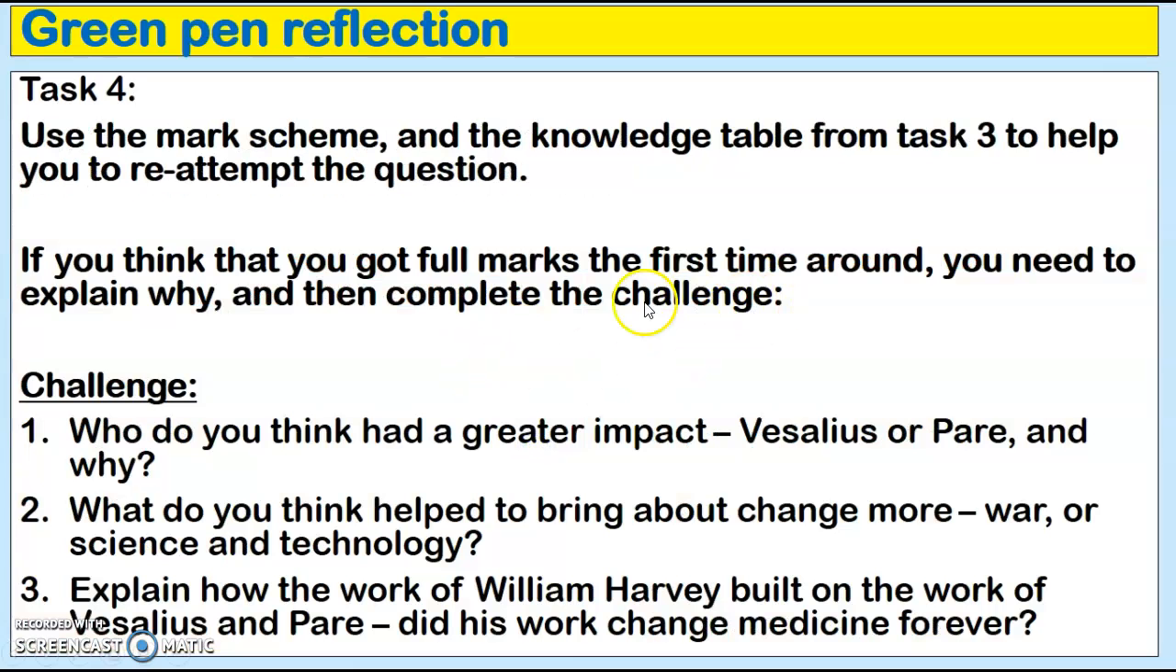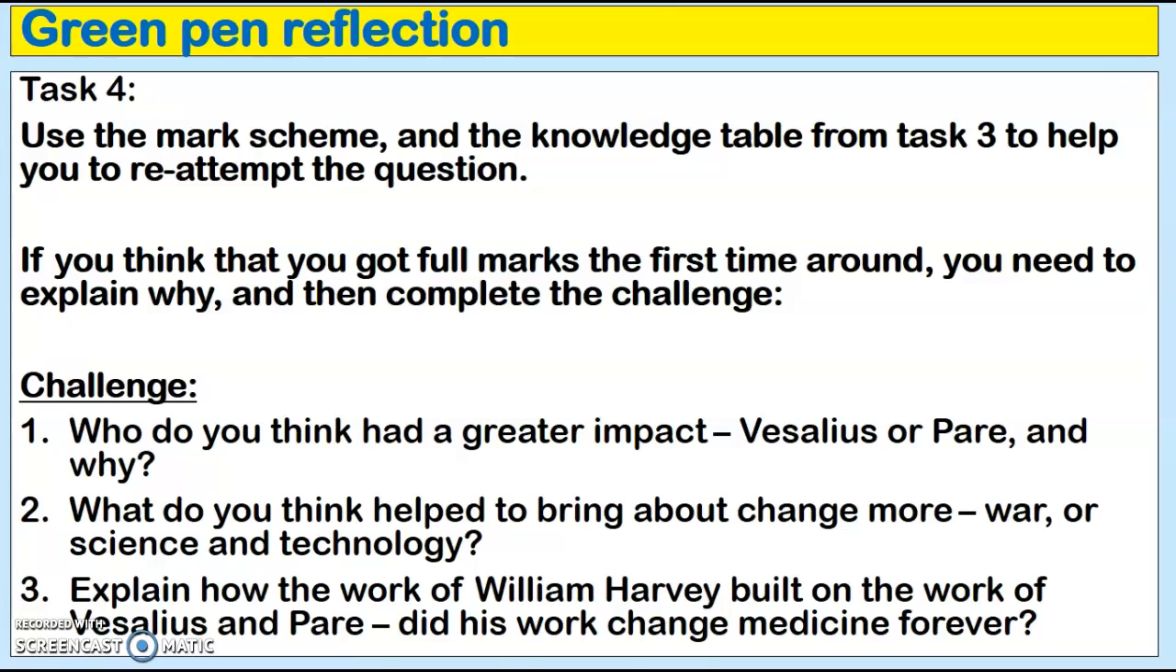Or, if you gave yourself full marks the first time round, explain why and complete these challenge tasks. Who do you think had greater impact, Vesalius or Paré, and why? What do you think helped to bring about change? War or science and technology? And explain how the work of William Harvey built on the work of Vesalius and Paré. Did his work change medicine forever?